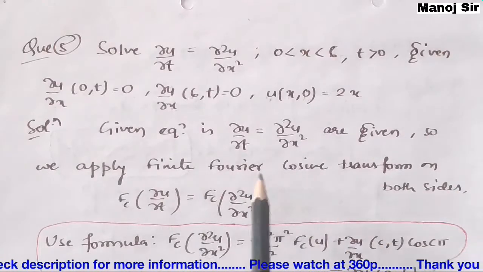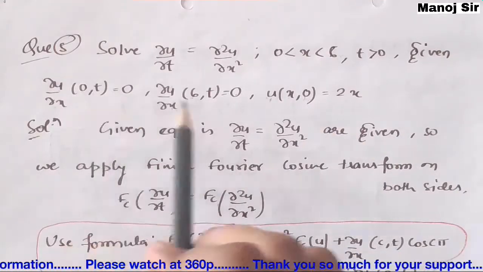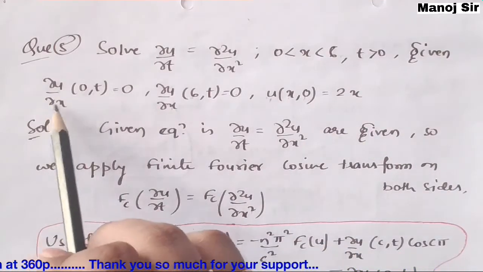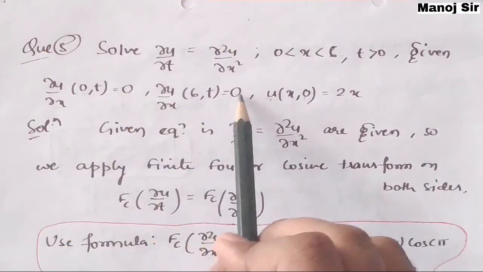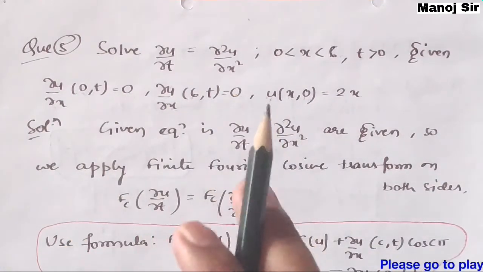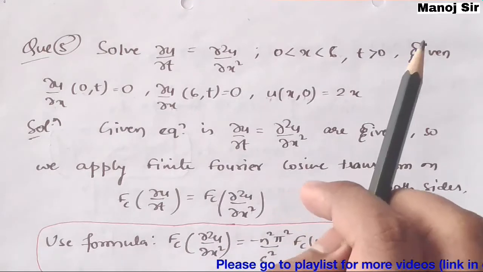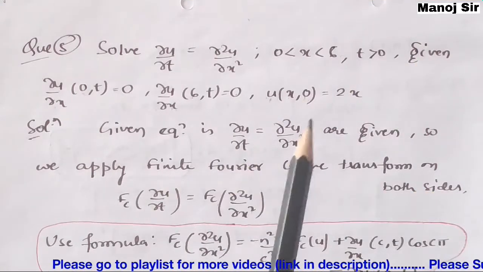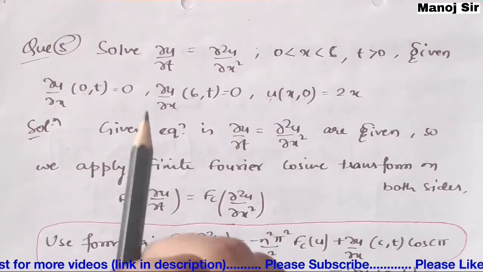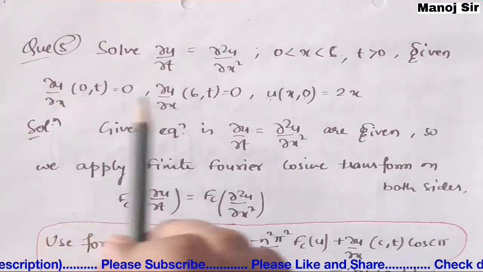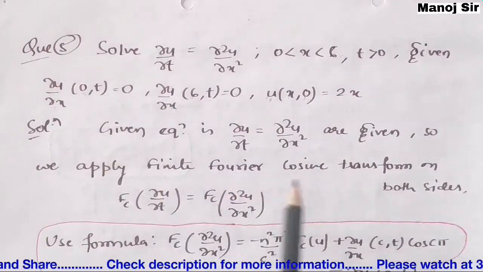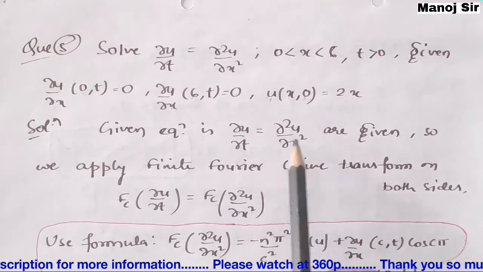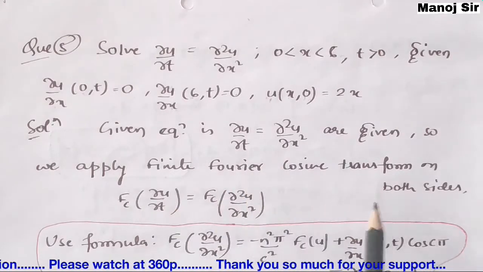Why are we applying finite Fourier cosine transform? Because these two end conditions are given, that is del u upon del x is 0 at x equal to 0, and del u upon del x equal to 0 at x equal to 6. If you go to video number 25 in the playlist, I have discussed that if these two things are given, then we are going to use finite Fourier cosine transform. So for this equation we will apply finite Fourier cosine transform on both the sides.